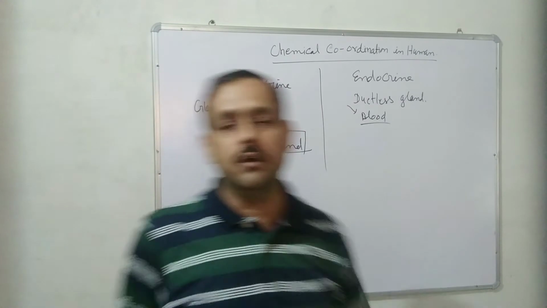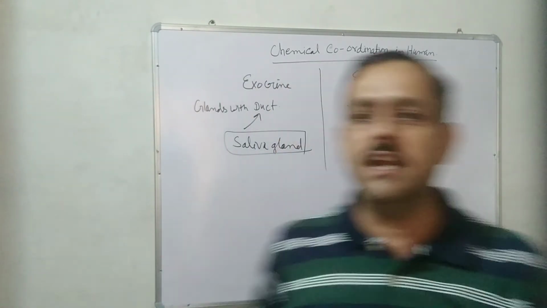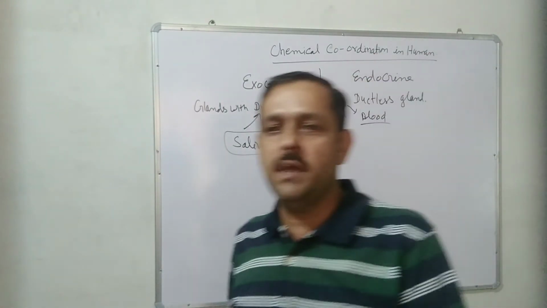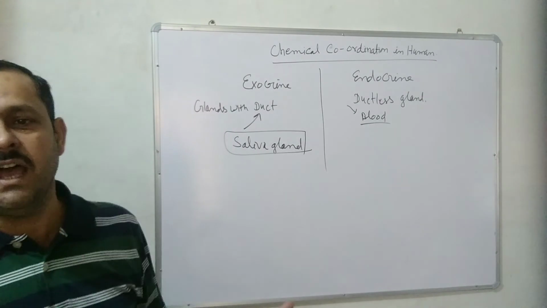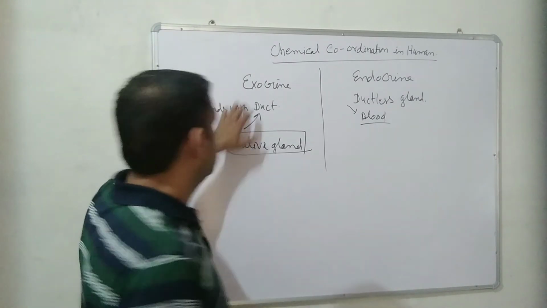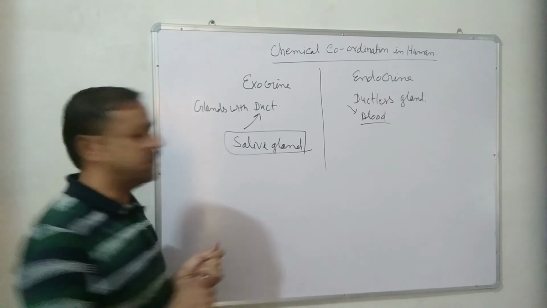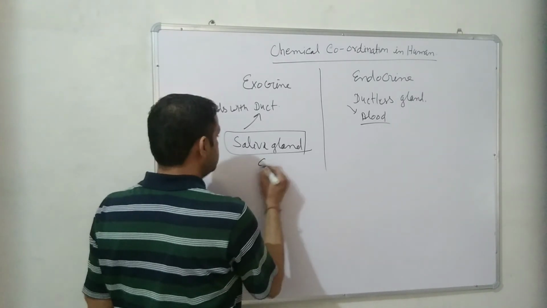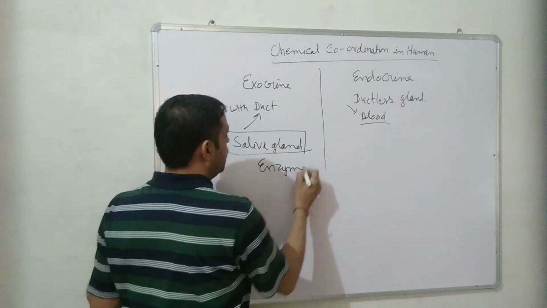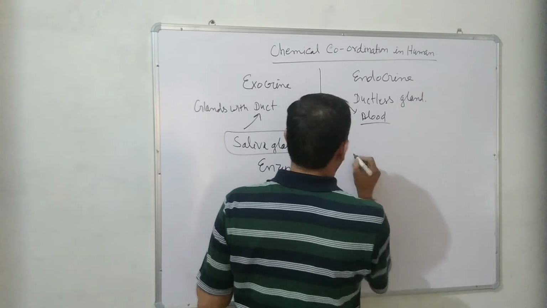But if we talk about endocrine glands, glands may be present far away from the site of action. And the last difference between exocrine and endocrine gland: exocrine gland secretion is called enzyme, and endocrine secretion is called hormone.